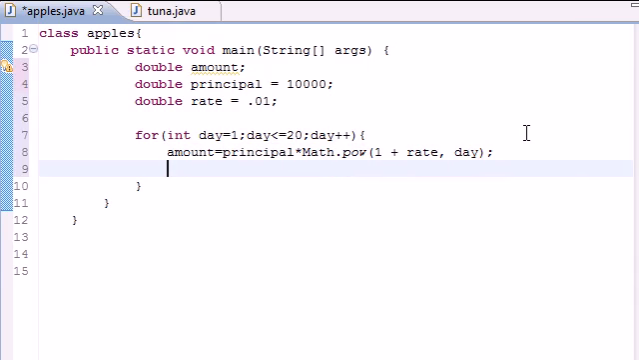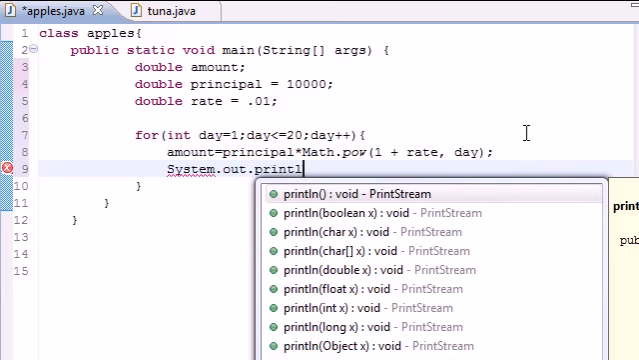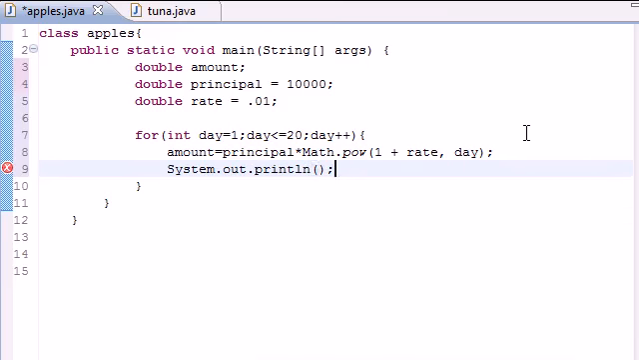Now all we have to do is print this out on the screen. System.out.println, and let's print year, actually day. Whenever you use compound interest, you usually use year, but no one really uses day unless you're looking at YouTube subscribers, so that's why I keep typing year. Plus, add a couple spaces, amount. There you go. Let's run this, and I'll show you what it does.